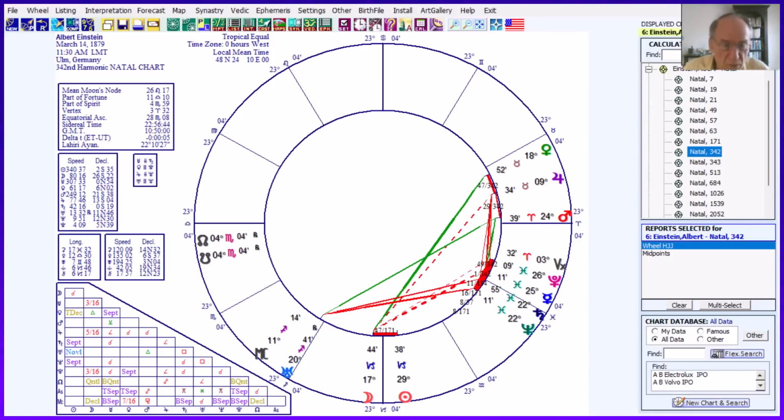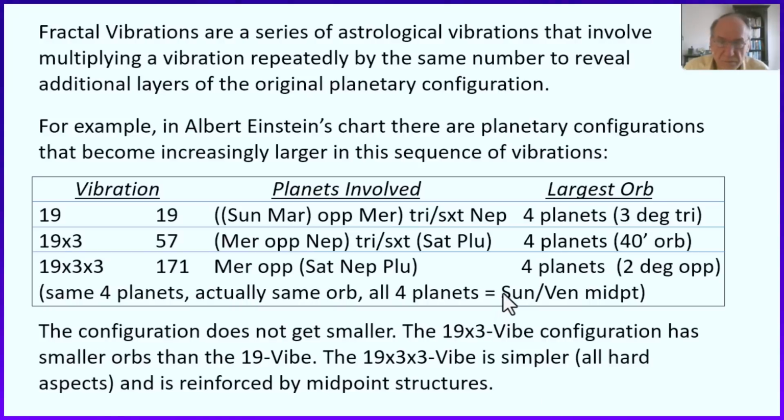Okay, let's get back to our PowerPoint. Okay, so this is saying that when we went to the 19 times 3 times 3, 171, there's that Mercury opposition Saturn, Neptune, and Pluto. Same 4 planets.